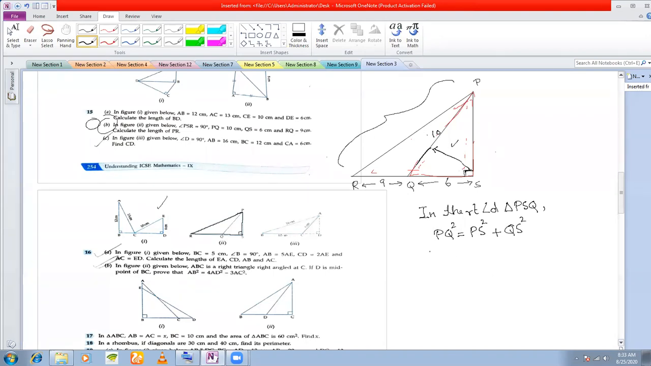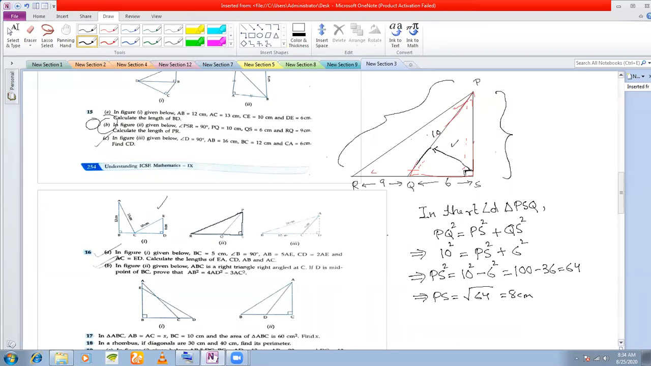So here what is given? PQ is given to you, 10 square. PS you have to find out, and QS is given to be your 6. So therefore, what is PS square? PS square is 10 square minus 6 square, which is 100 minus 36, which is 64. So PS is nothing but the square root of 64, which is 8 centimeters. So we have managed to calculate this side, PS.